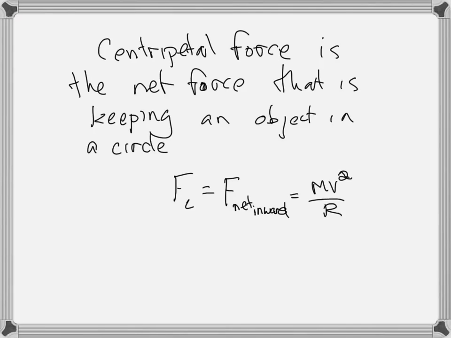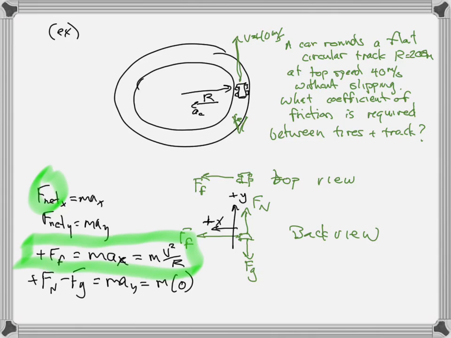Let me just define centripetal force. To summarize what we just realized, the net inward force is always mv squared over r. In this case, we've always chosen the x direction to be the inward direction, and the net force in the inward direction is always mv squared over r. That is what's called the centripetal force. It's not an additional force on the free body diagram. It's the net force from the free body diagram. Okay, let's come back to this problem.